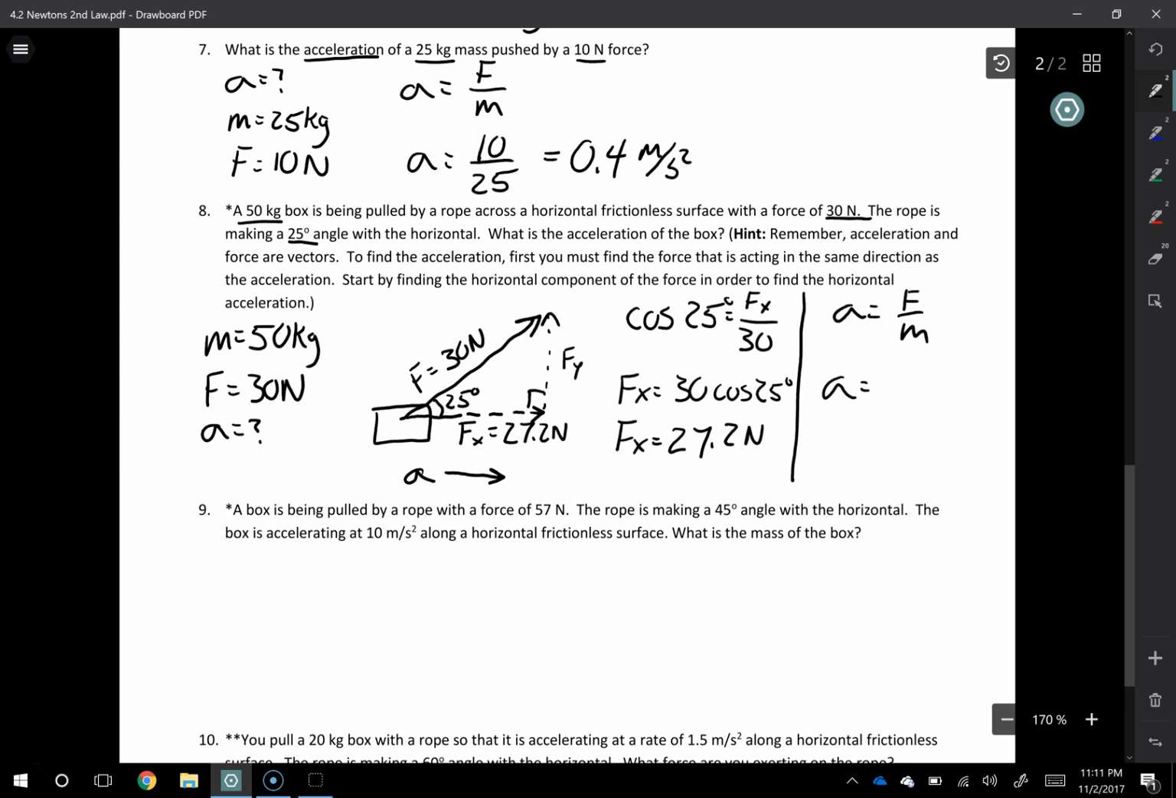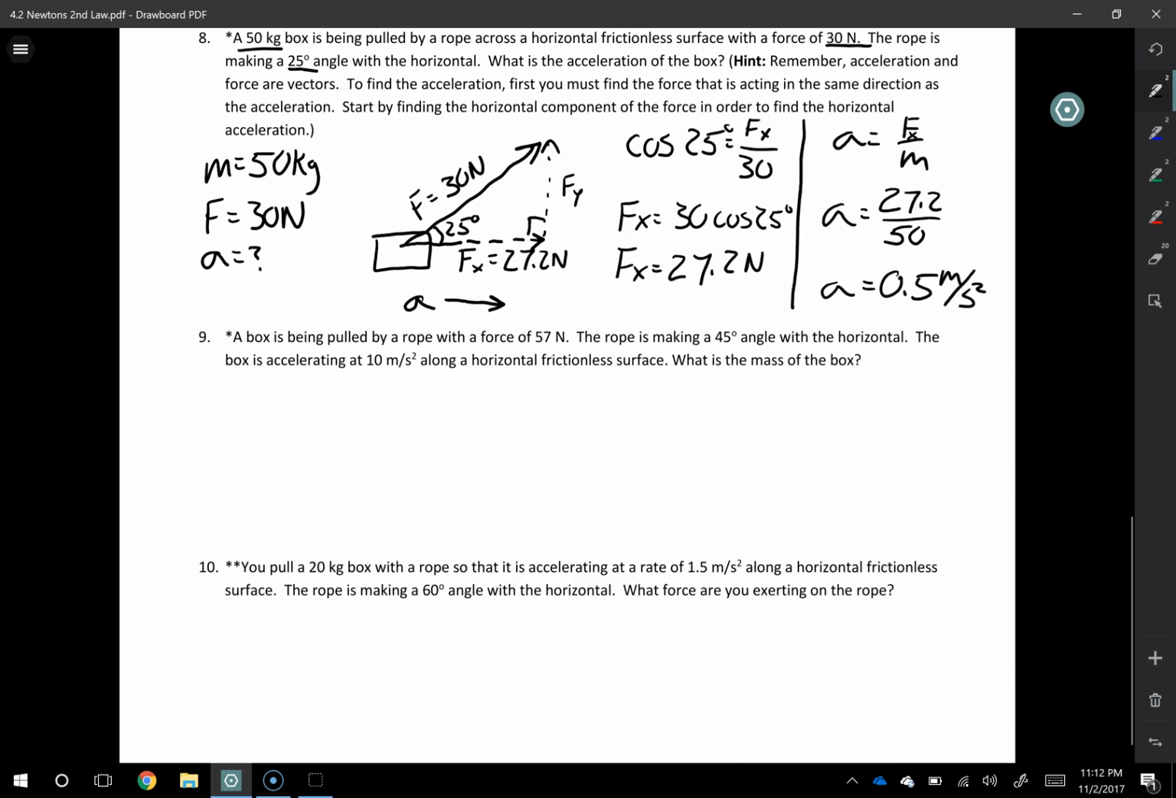Now it's very important, we're using the x component because that's the one that's going in the same direction as the acceleration. So we have to plug in 27.2. We did all that work, why plug in 30 now, right? So we found the x component. And it's a 50 kilogram box. So the acceleration is about half a meter per second squared, 0.5 meters per second squared. And there's your answer. That's it.